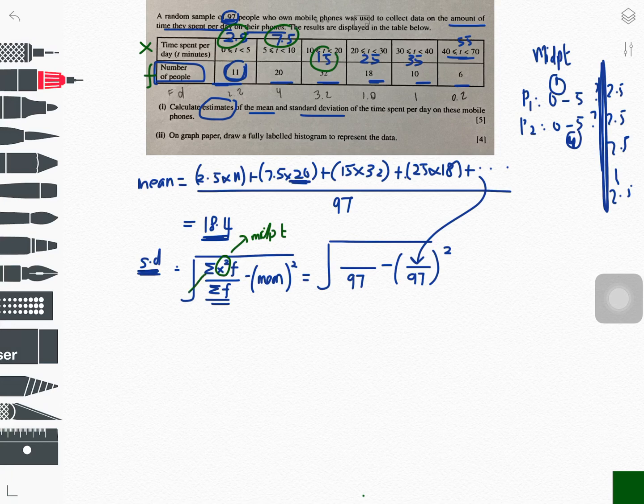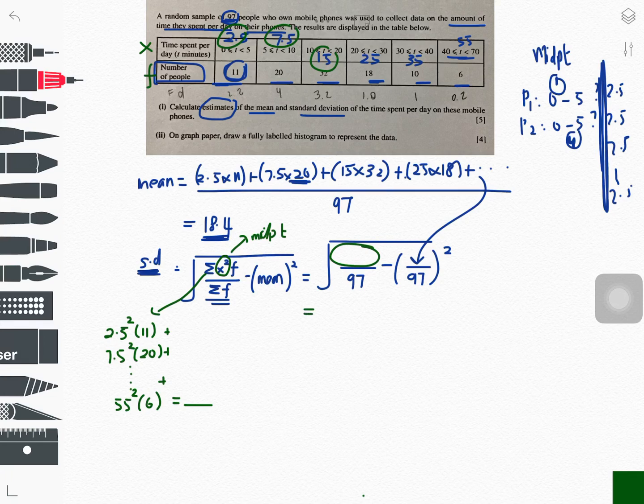So how do you get this data? 2.5 squared times 11. And then 7.5 squared times 20. Slowly do until the last one. 55 squared times 6. What do you get here? You add up everything. If you add up everything, that value you put here.